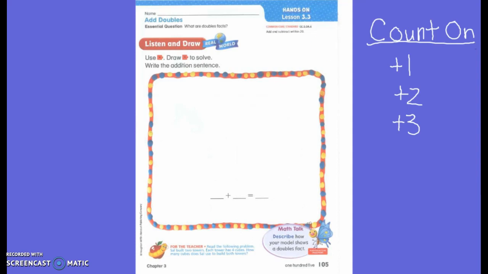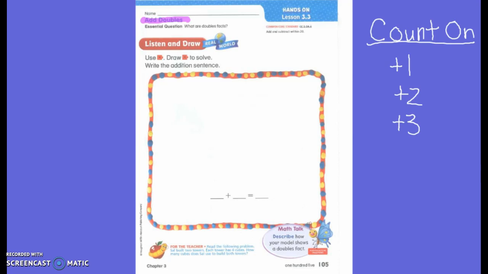Today, we are going to learn how to add doubles. Please get out your top colorful page. Sal built 2 towers. Each tower has 4 cubes. How many cubes does Sal use to build both towers?